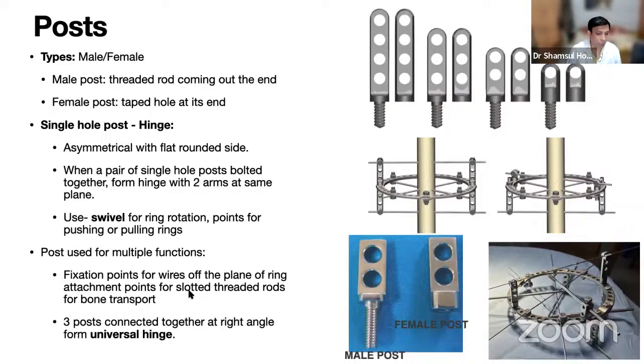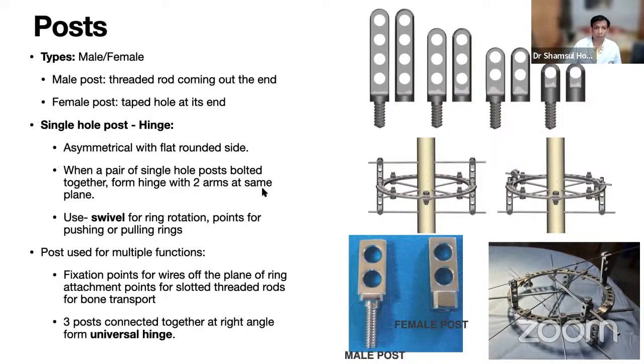Three posts connected together at the right angle for a universal hinge. So here you can see that you can use posts for using wire at a different level, upper level or lower level. You can use oblique wires with the post. You can use it in multi-directional. You can use traction with this.